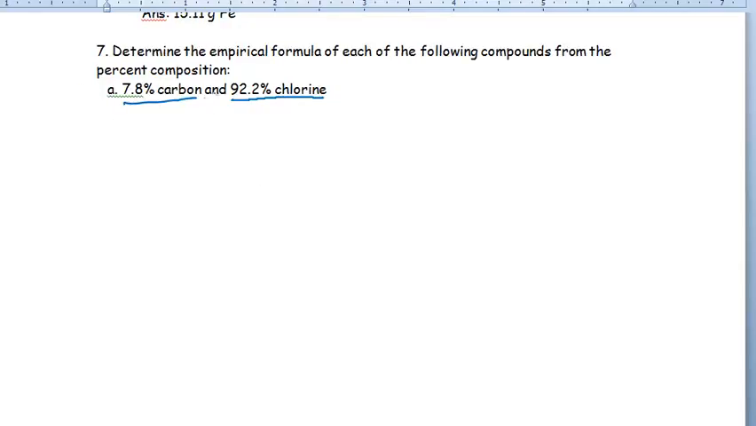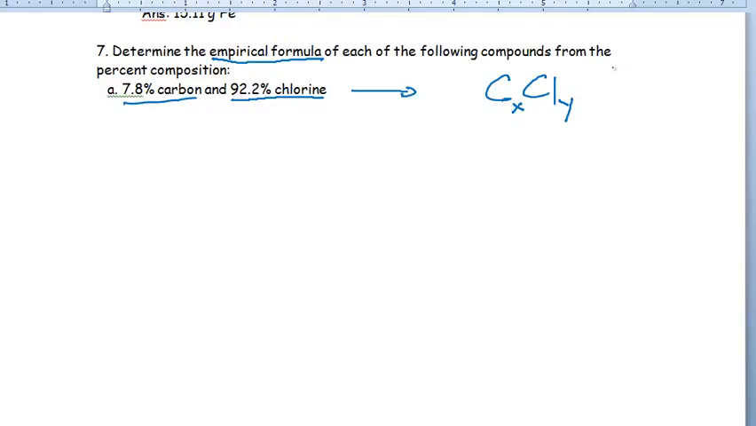Now, to solve this kind of a problem, well, let me back up. They're asking you for the empirical formula. So you've got to know what an empirical formula is, and from your book, it says on page 309 toward the bottom that the empirical formula of a compound shows the smallest whole number ratio of the atoms in the compound. Okay, so at the end of the problem, we're going to have a formula where we're trying to determine the smallest whole number ratio of the atoms in the compound.